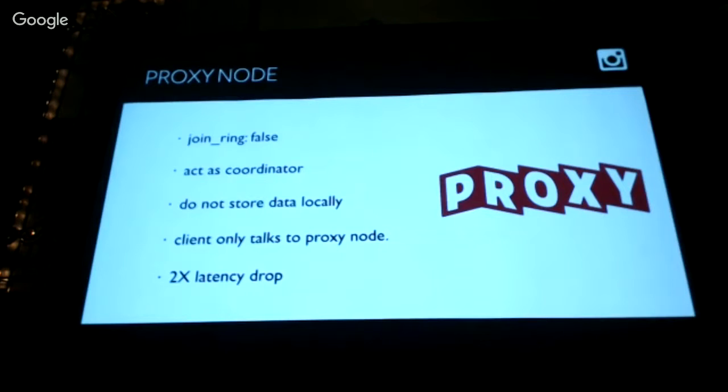That means the proxy nodes do not store any data locally. Instead, they just act as the coordinator for the client request, and we configure the client to only talk to the proxy nodes, so that we can separate the nodes handling client requests from the nodes handling the actual data. After deployment, we saw a 2x latency drop.